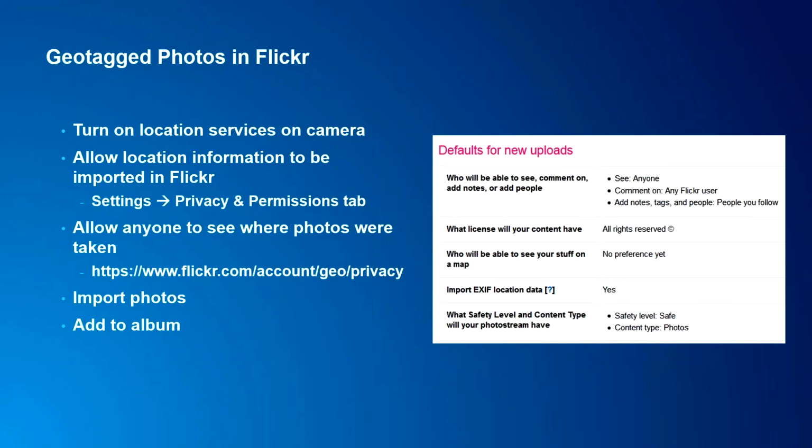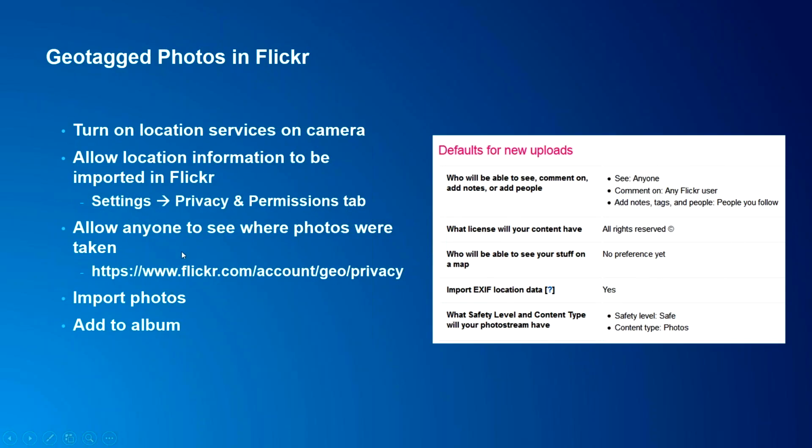All right, so as we mentioned, having the geotagged photos already available is kind of a best practice. So in order to get that set up, first off, again, make sure you have location services turned on your camera. Then within Flickr itself, you need to allow that location information to be imported. So this is a privacy setting under your account that you'll need to open up and allow it to import the EXIF location data. That's sort of the technical term for the GPS metadata.